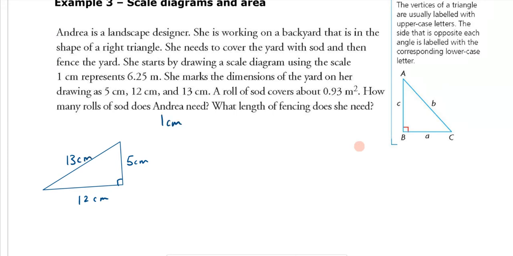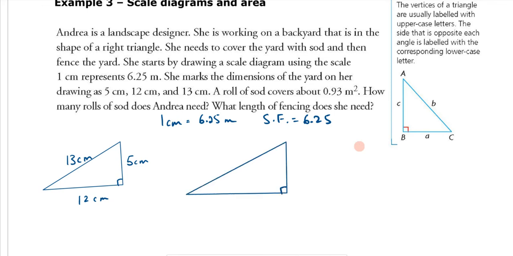Now, 1 centimeter equals 6.25 meters. That means my scale factor is going to be 6.25. So if I multiply all the lengths of this small triangle by 6.25, I'll get the equivalent triangle in meters. So 5 times 6.25 is 31.25 meters. The 12 centimeter portion, when I multiply that by 6.25, is 75 meters. And the 13 centimeter portion, when I multiply that by 6.25, is 81.25 meters.